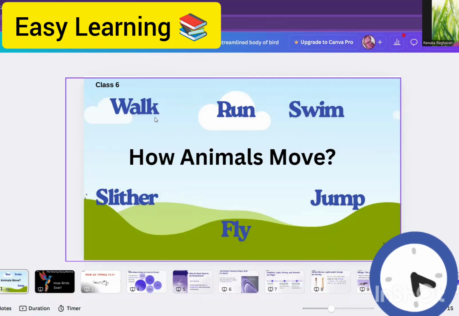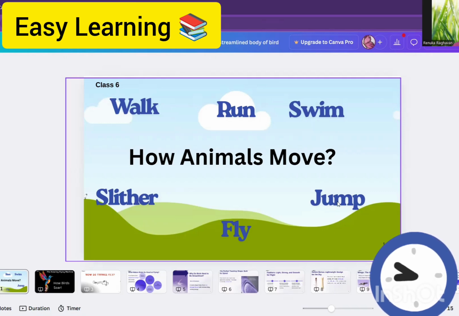Okay, and then Aruna, can you give an example for an animal which walks? It says cow, goat, like that. Similarly, can you give some examples for animals which run? Yes, dog, lion, cheetah. Yes, animals which swim: fish, duck, and ducks can even walk and run also.